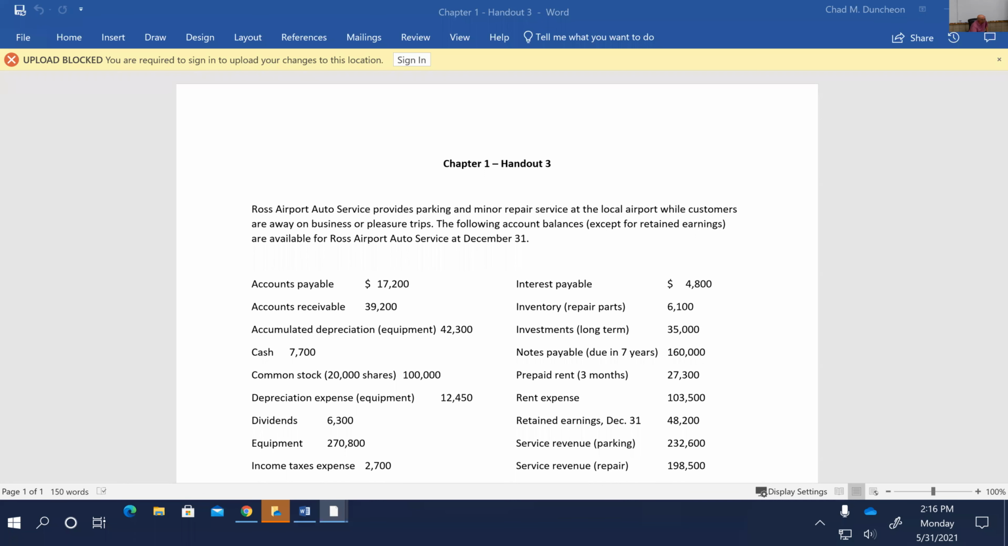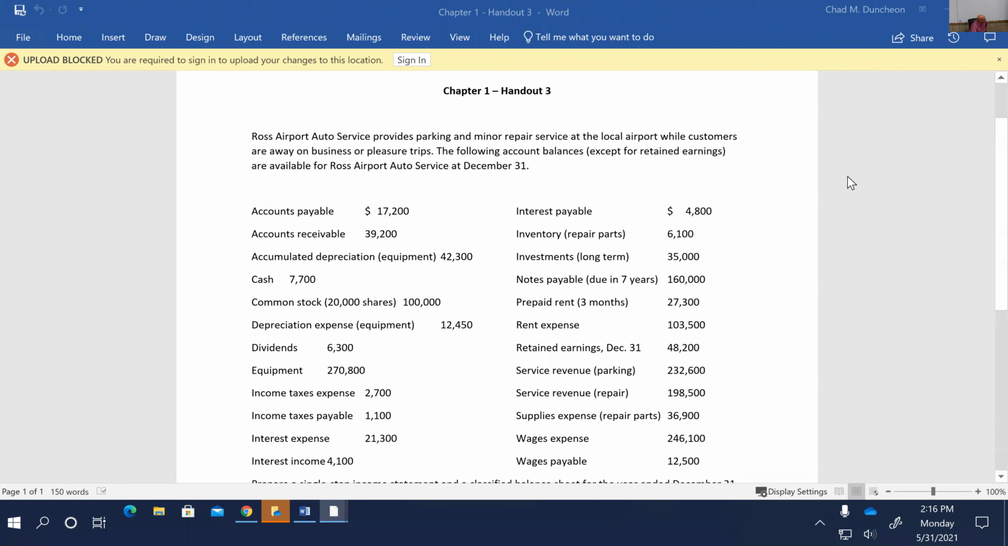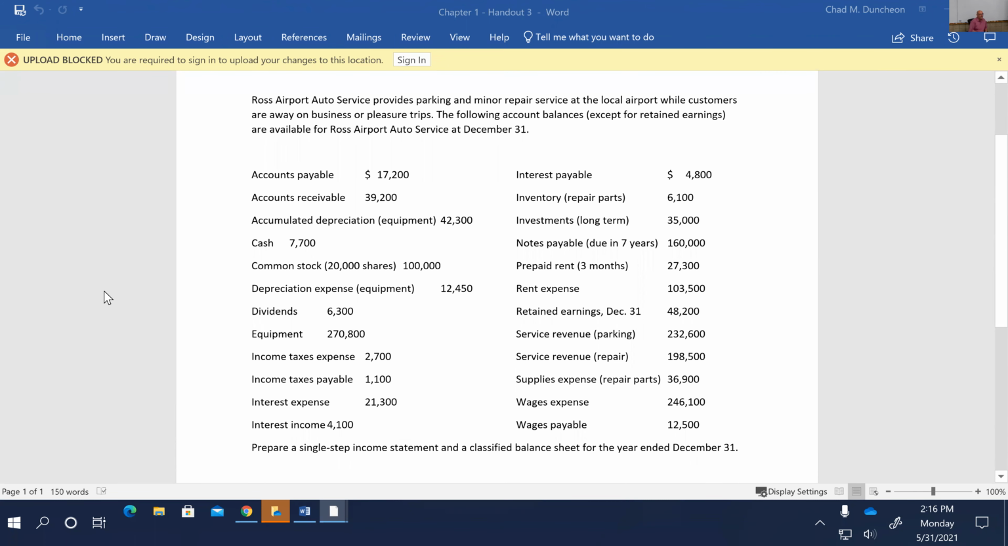Let me share my screen here. I've got the handout pulled up. The first thing I like to do when I'm doing this is go through and mark what kind of account we have, what each thing is, so that when I start making my statements, I really know what I'm dealing with.